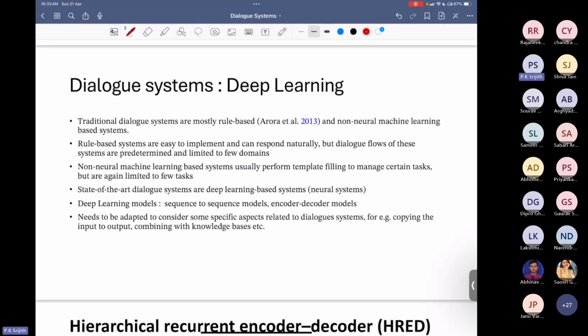Another aspect is that many times you want your deep learning models to take into account the information in the knowledge bases, and they have to combine the user input with the knowledge base in order to produce the output. Specific kinds of deep learning models have been developed for this purpose also. So we will start by looking at a couple of such deep learning models developed specifically for dialogue systems.